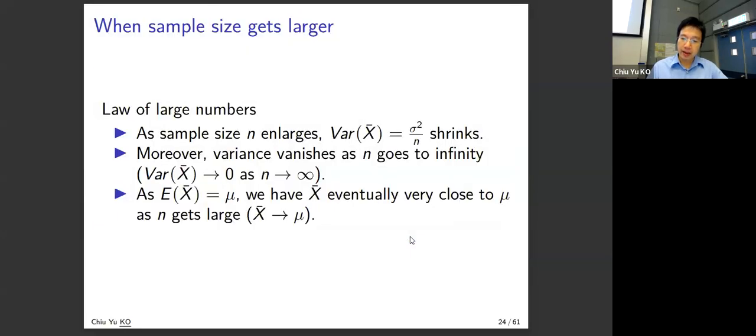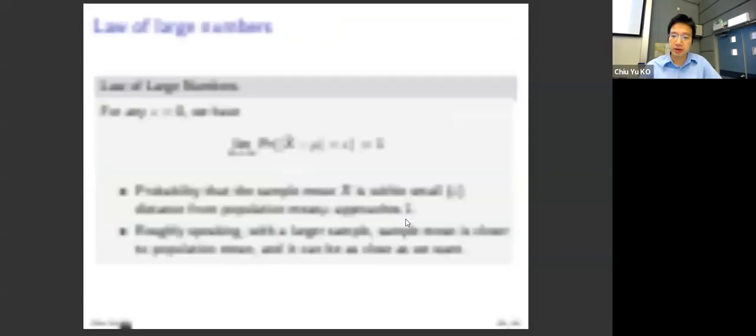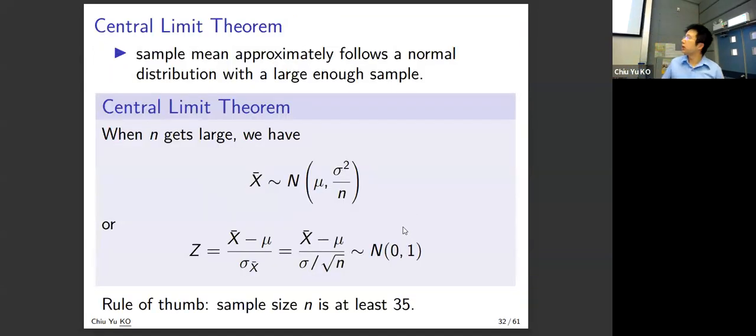And the last thing is about when the sample size gets larger. It turns out that the variance will go to zero, and that is called the law of large numbers. When the sample size is very large, then essentially it becomes zero. And the next one is called the central limit theorem. It essentially says the sample mean will be approximately normal. It can follow a normal distribution when n is more than 35. That is the standard rule that we apply.